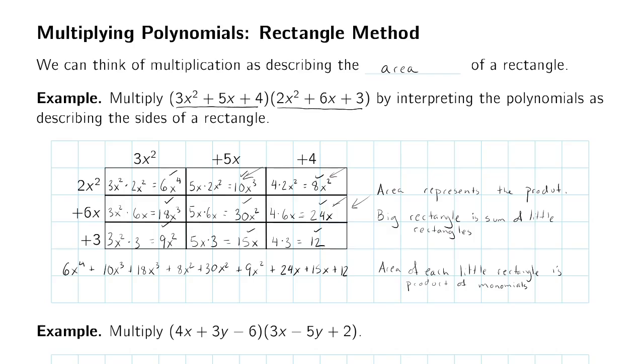Our last step, of course, will be to combine the like terms. We have 6x to the fourth. 10 plus 18 is 28x to the third. 8 plus 30 plus 9 is 47x squared. 24 plus 15 is 39x, and then plus 12.